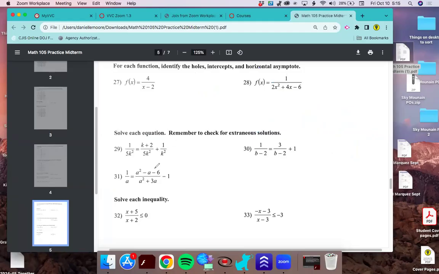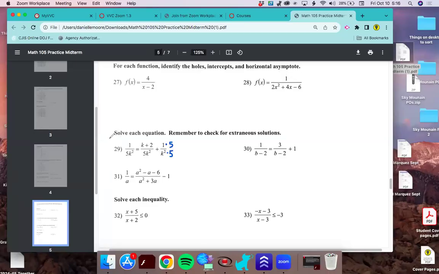And then here we go, solving a few equations now. These bottoms are almost the same, but this one is 5k squared. This one's just k squared. It doesn't have the 5. So I'd recommend timesing that by 5 so we can get all these bottoms to match. And then we don't need them.